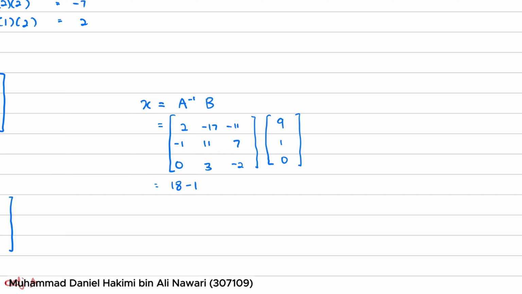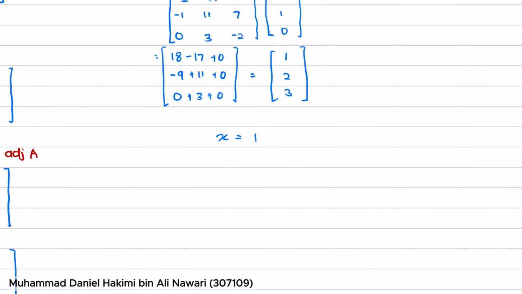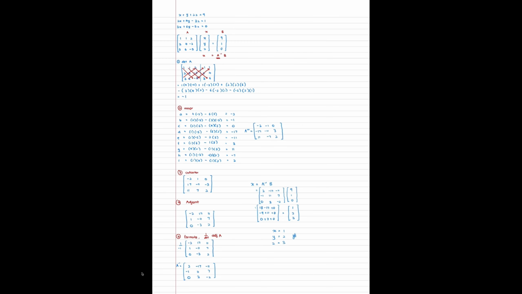18 minus 17 plus 0, -9 plus 11 plus 0, 0 plus 3 plus 0. In this, you will get the value of x will be 1, y will be 2, and z will be 3.